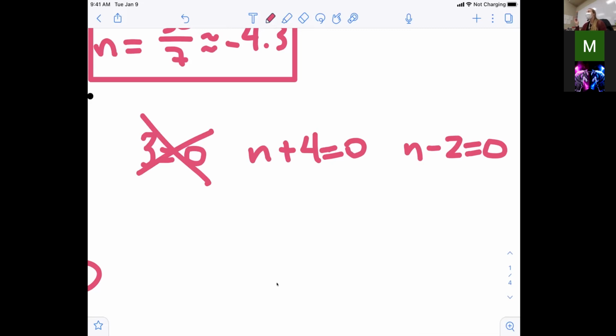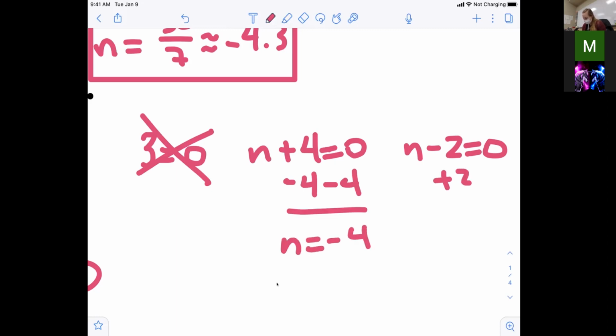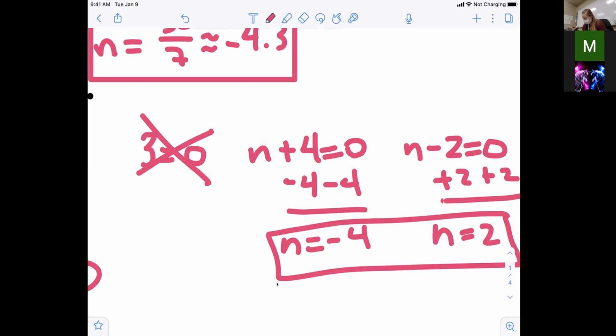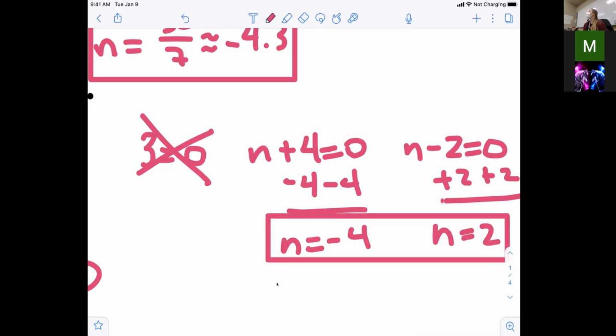The other ones, let's do inverse operations to get the variable by itself. Minus 4, n equals negative 4. Plus 2, plus 2, n equals positive 2. So my answers here are plus 2 and minus 4. N equals positive 2, n equals negative 4.